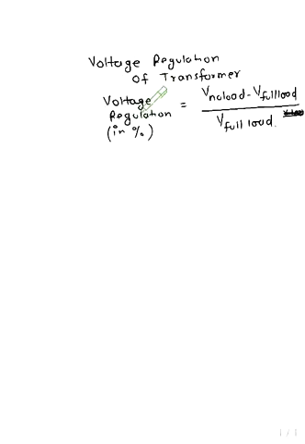Voltage regulation of transformer. Voltage regulation is defined as the change from no load voltage to full load voltage at the secondary or load side of the transformer. The formula for voltage regulation is given here: V no load minus V full load, divided by V full load. So we can find out the voltage regulation of a transformer.